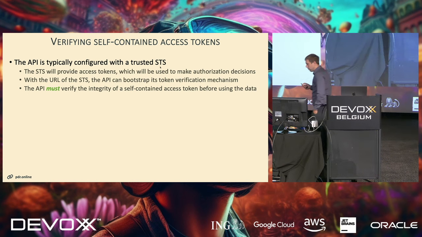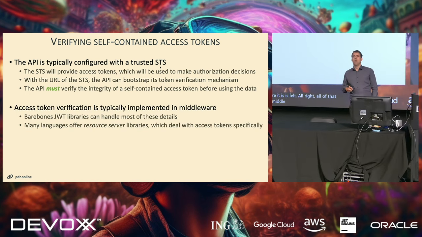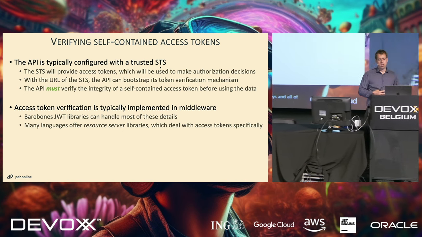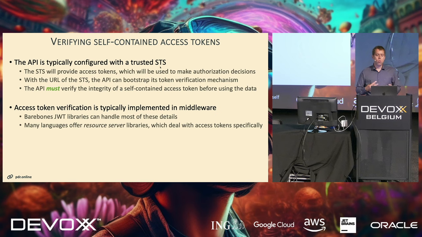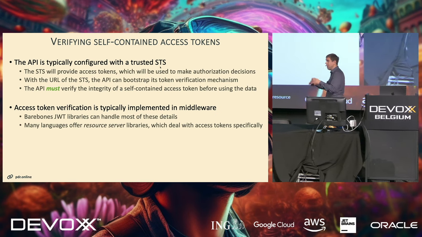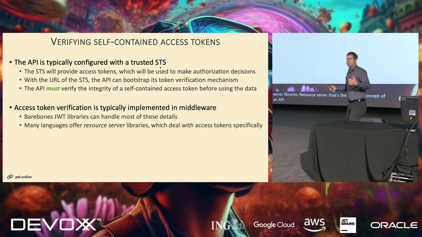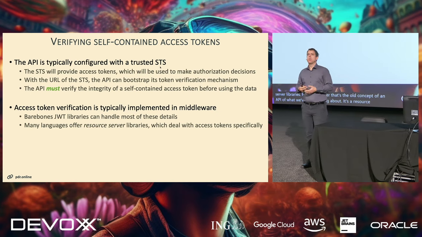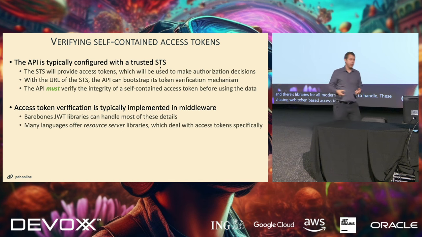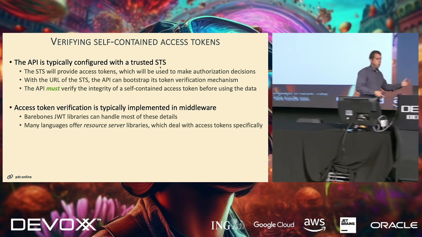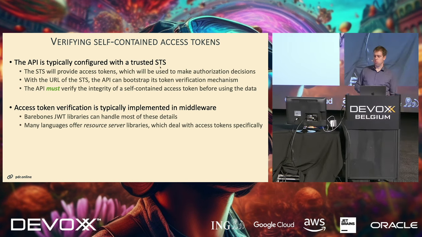All right? All of that stuff is implemented in middleware. Fetching keys and all of that stuff is not something you have to implement yourself, usually. And you can do that in resource server libraries. Resource server, that's the OAuth concept of an API, of what we've been talking about. There are libraries for all modern languages to handle these JSON web token-based access tokens. They will handle signature verification and will alert you when there's a problem or give you the claims when there is no problem. All right.